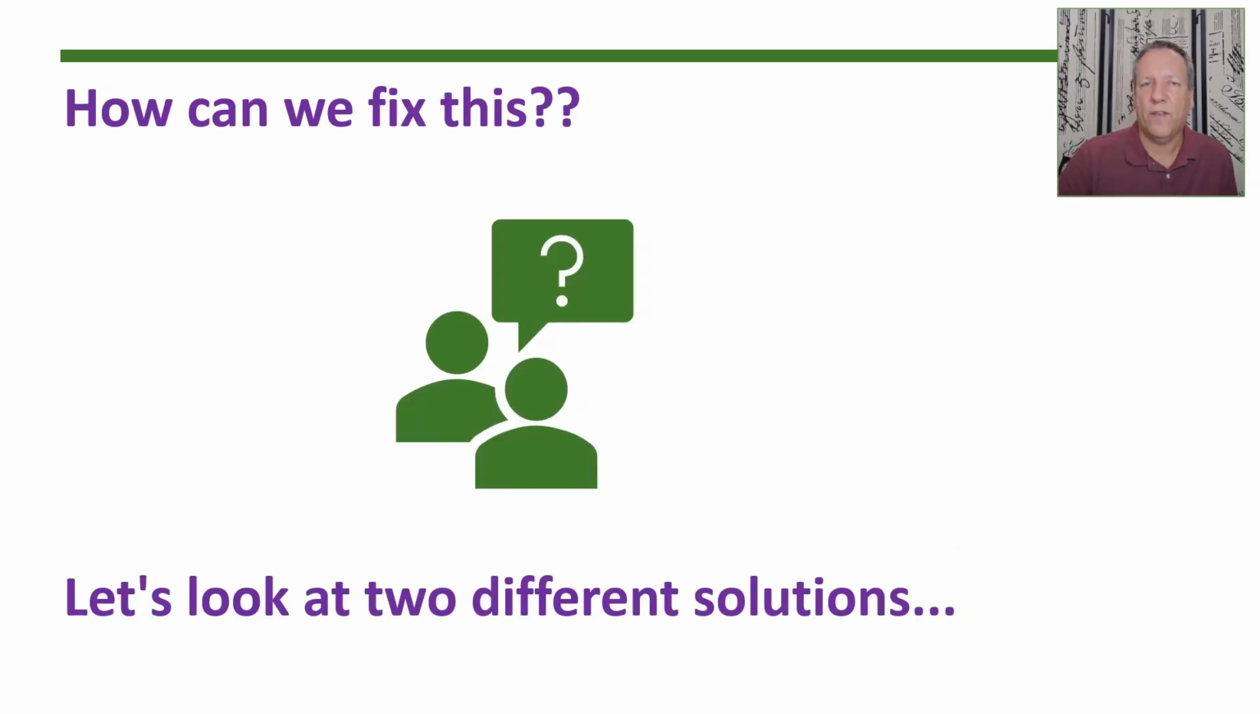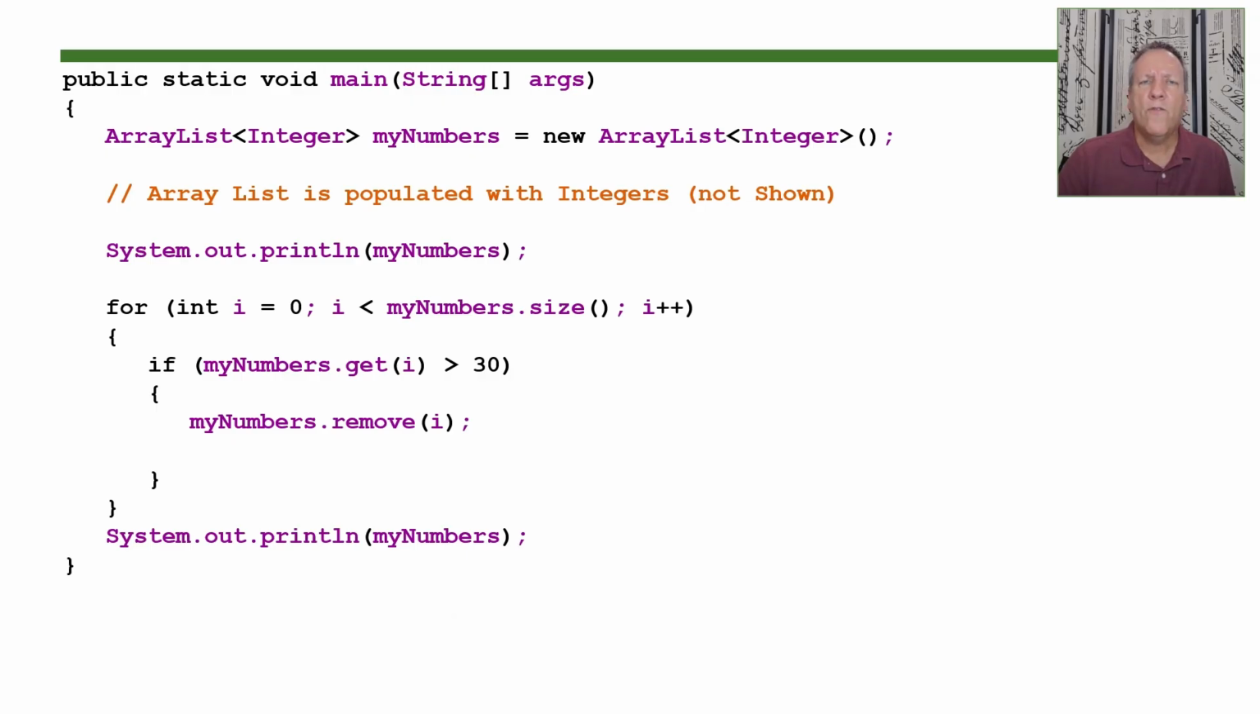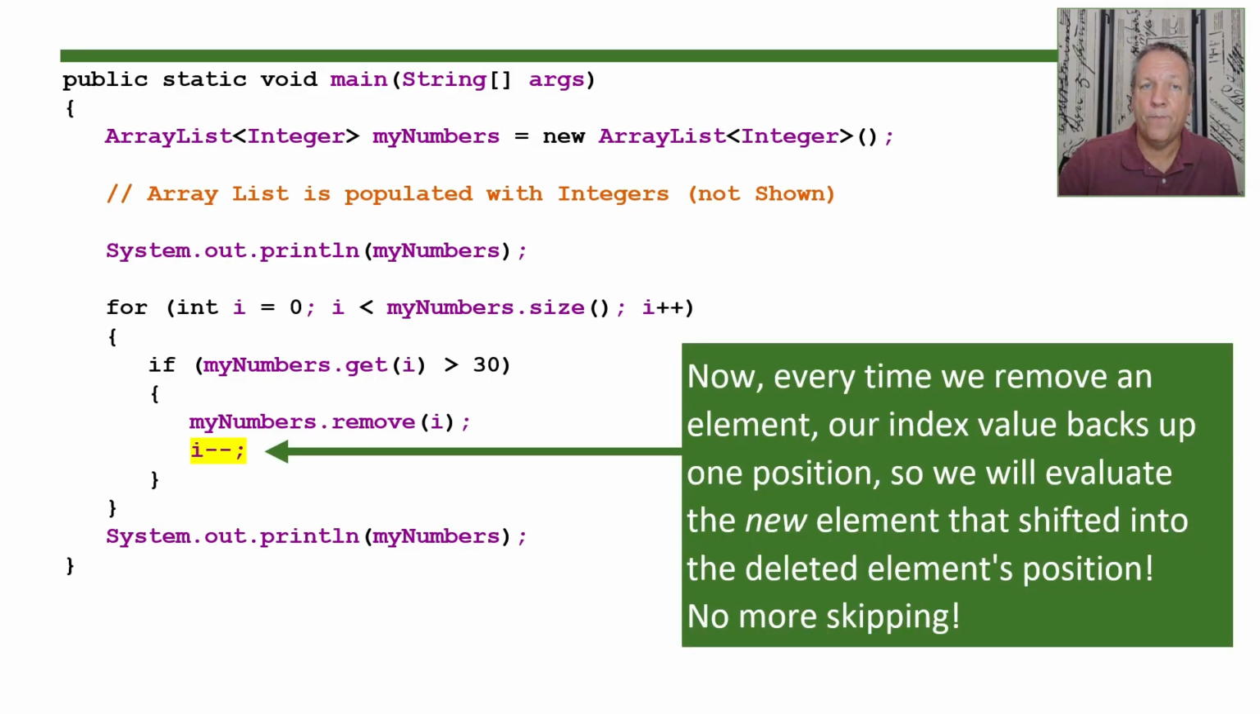All right, so how can we fix this? Well, there's a few different ways, but let's look at 2 different solutions. First, we can fix this by making one small addition to our existing code. Every time we remove an element, we're going to do an i minus minus, which will decrement i back 1 position. This will allow us to evaluate the new element that shifted into the deleted element's position. We won't skip over any elements that shifted left. Let's look at how this works.